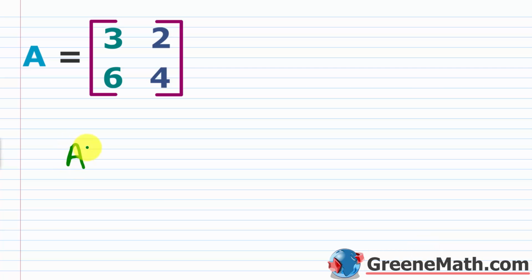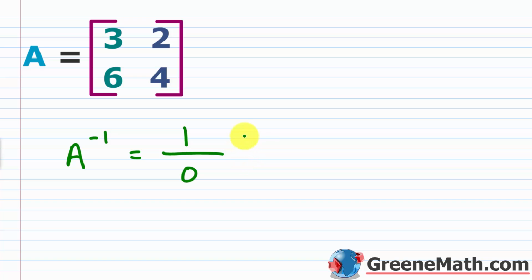So I'm going to say that A inverse is equal to 1 over the determinant of A. So 3 times 4, which is 12, minus 6 times 2, which is 12. So once you see that this is a 0 down here, the determinant, you can stop and say this is a singular matrix. It's not going to have an inverse. So you don't need to go any further.